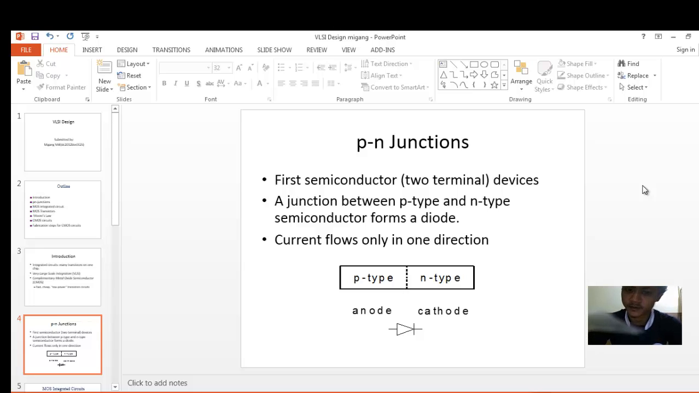So what are PN junctions? PN junction diodes are the first semiconductor. They are a two-terminal device. A junction between P-type and N-type semiconductor forms a diode. In a PN junction diode, current flows only in one direction. It has anode and cathode parts, as you can see here.